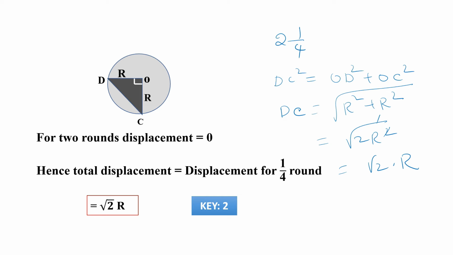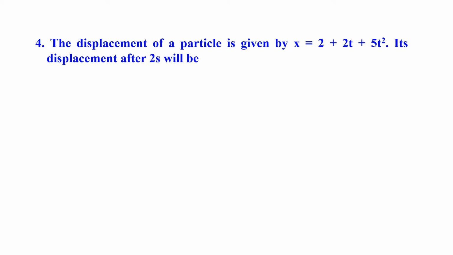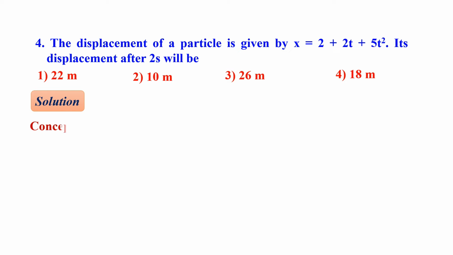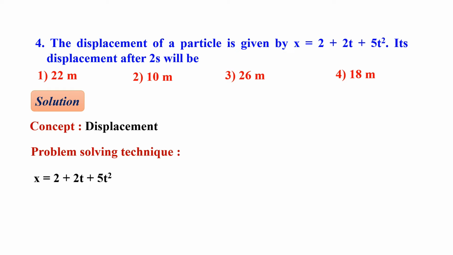Okay. Next. The displacement of a particle is given by x is equal to 2 plus 2t plus 5t square. Its displacement after 2 seconds will be 22 meters, 10 meters, 26 meters, 18 meters. Let us go to the solution. Here the concept is displacement and the problem solving technique is x is equal to, given as, 2 plus 2t plus 5t square.